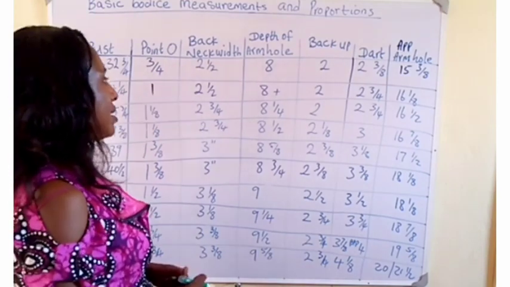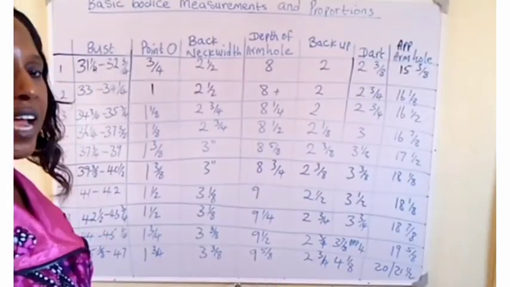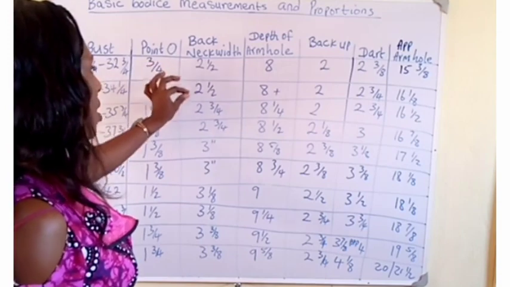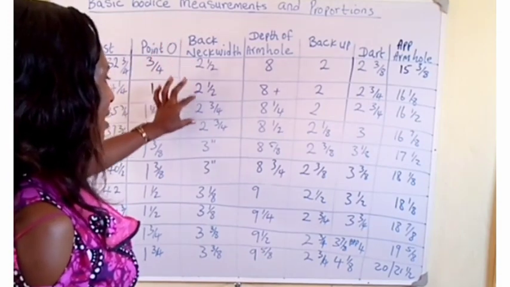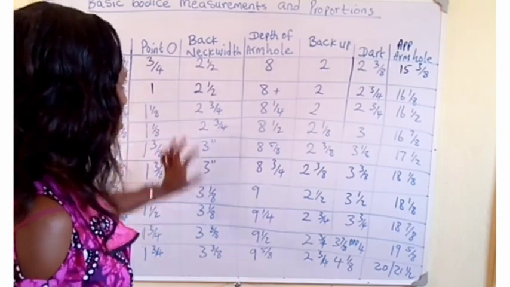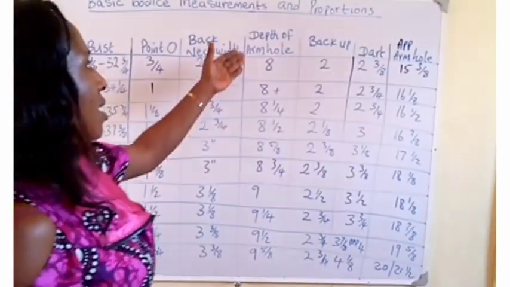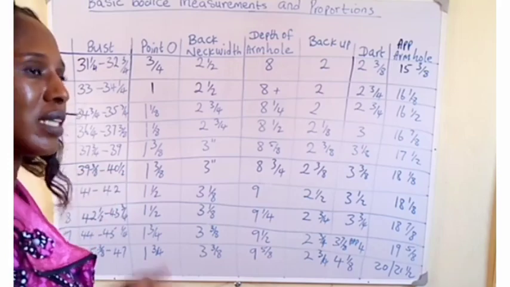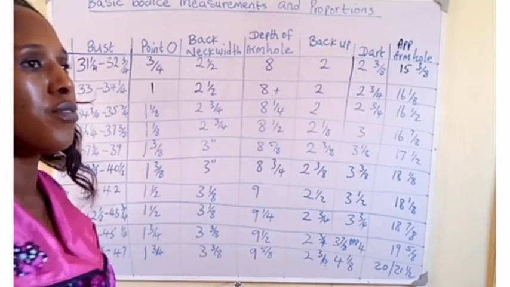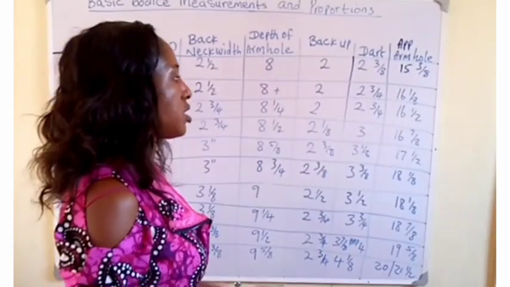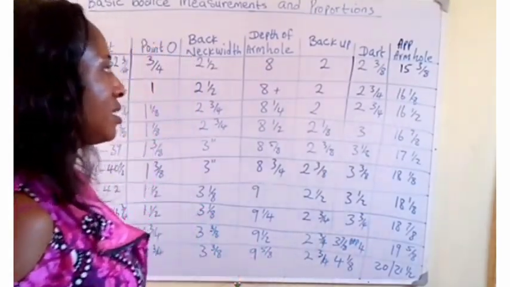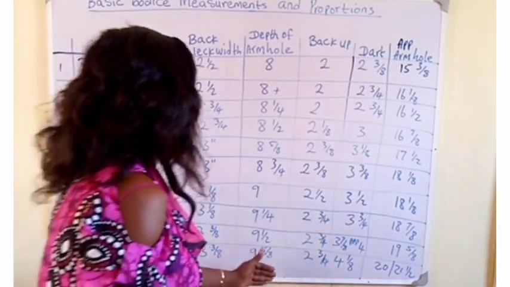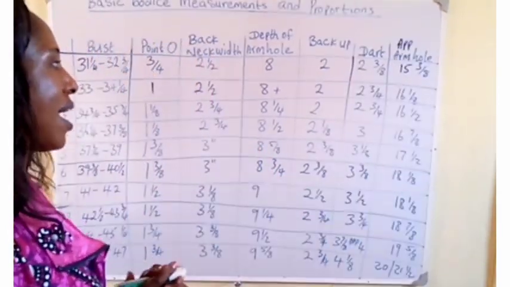The back neck width is the same. Looking at it again, you find out that the difference is also 1/4. So each two bust sizes have the same back neck width. The depth of armhole has some similarity with what I have just explained. So all you need to do is study each of these bust sizes, look at the differences, and then come up with a new measurement for the next bust sizes.